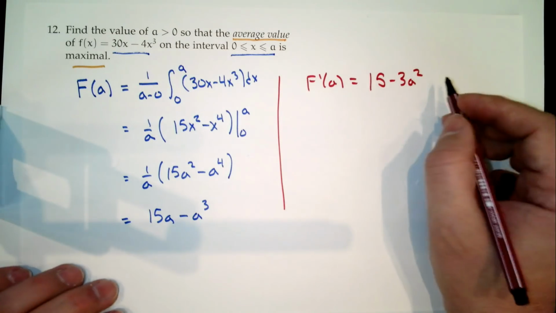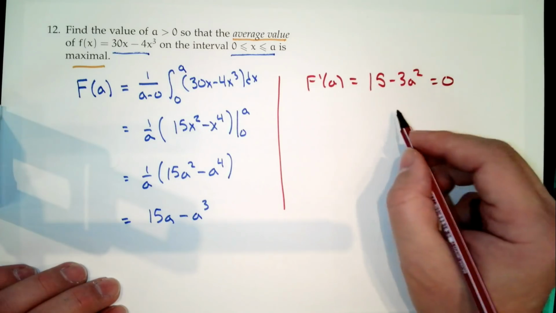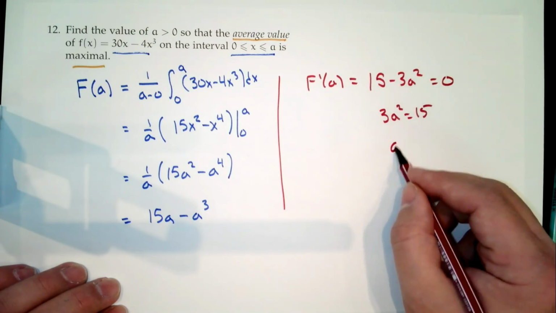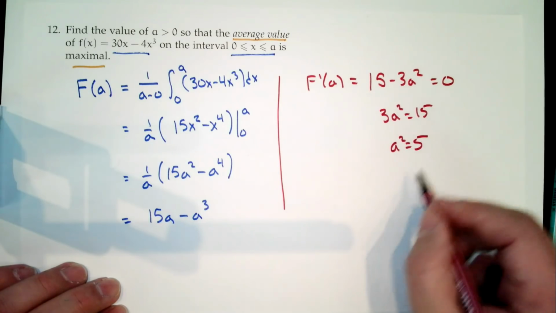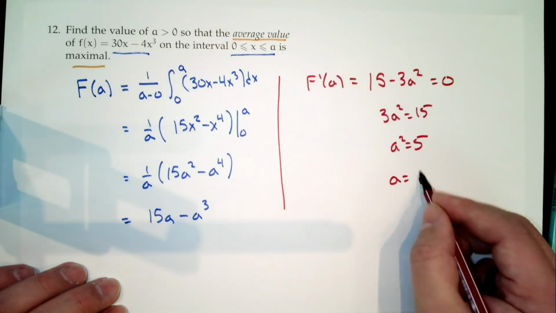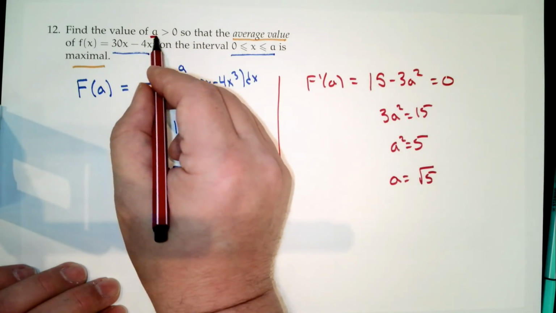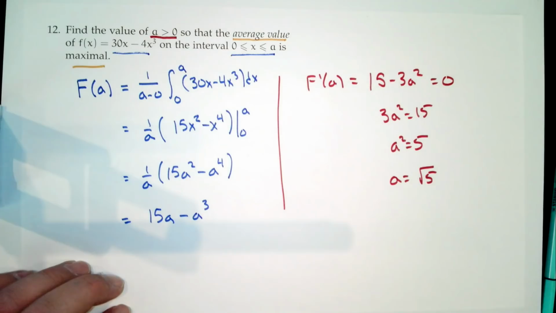Yeah, set it equal to 0 and solve. 3a squared equals 15. A squared equals 5. A equals square root of 5. Now you say, wait a second, what about plus minus? I don't need to worry about it because a is positive.